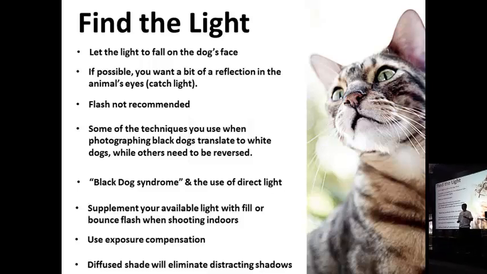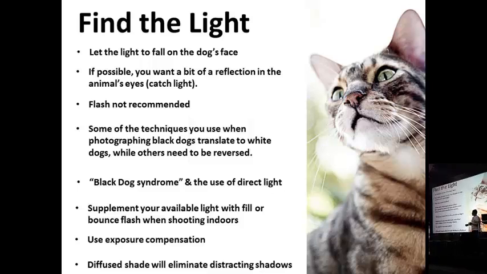Okay, so what you need to do is learn how to work with the exposure compensation of your own camera. With black dogs, your camera will think, oh, there's a lot of black in this photo, so I need to overexpose. So you're going to underexpose. With a white dog, it's going to think, oh, there's too much white in this photo, so it's going to underexpose, so you need to overexpose. Take a test shot, see what it looks like, and then take your exposure up or down according to what the situation will require.